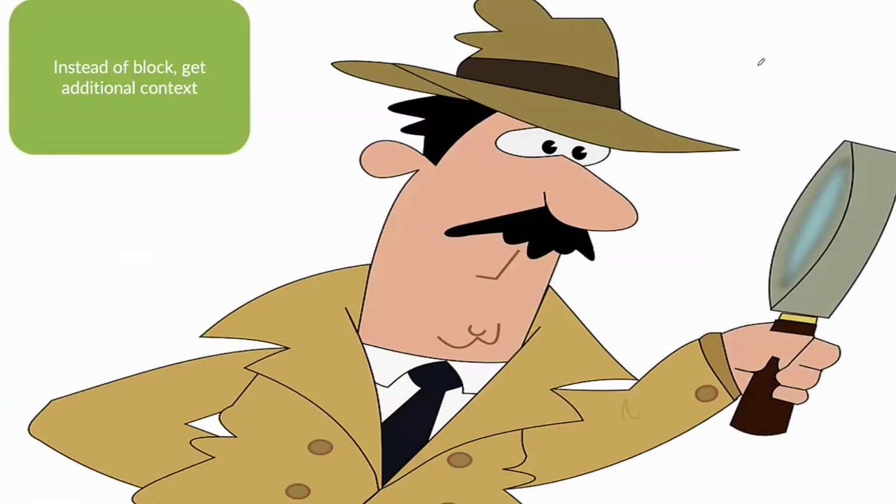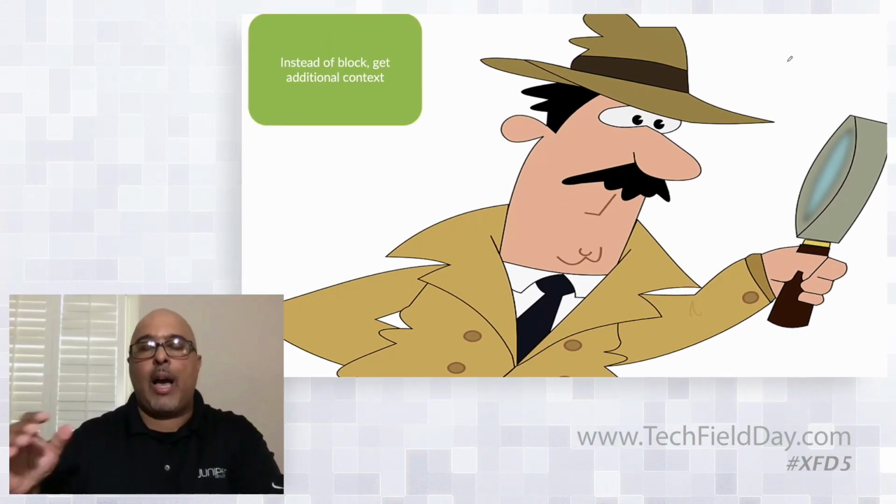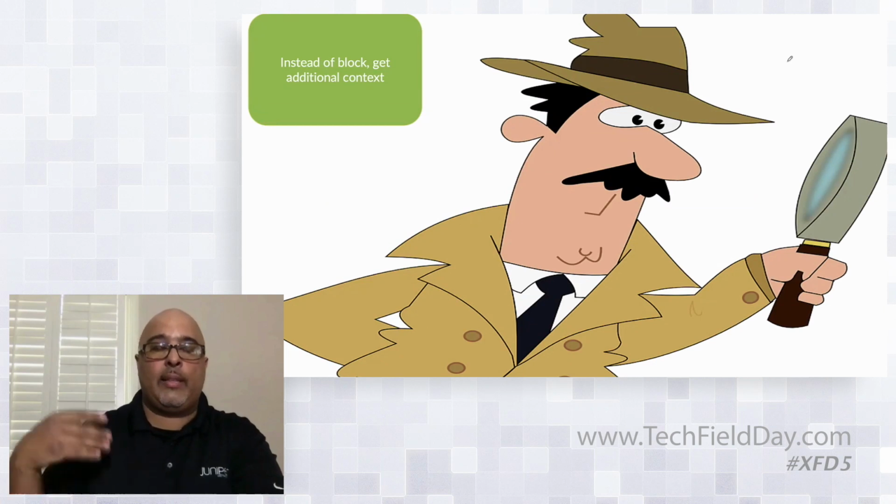So rather than blocking the user, we look to get additional context. I think when I'm talking to customers, any customer who has ever read the Google Corp doc always says, well, I don't want to block the host. I want to add additional inspections. And as you saw, that's exactly what we did with this adaptive threat profiling.